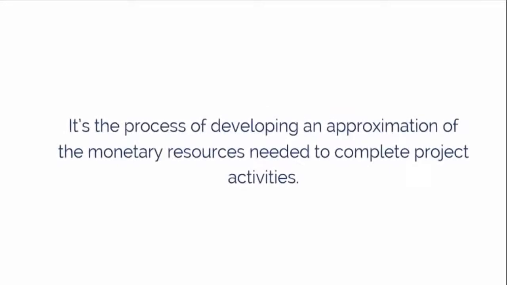The second process is estimate costs. It's the process of developing an approximation of the monetary resources needed to complete all project activities. For each activity, we should identify any and all associated costs for labor, materials, equipment, services, and facilities, as well as special categories such as inflation allowance, cost of financing, and contingency costs.